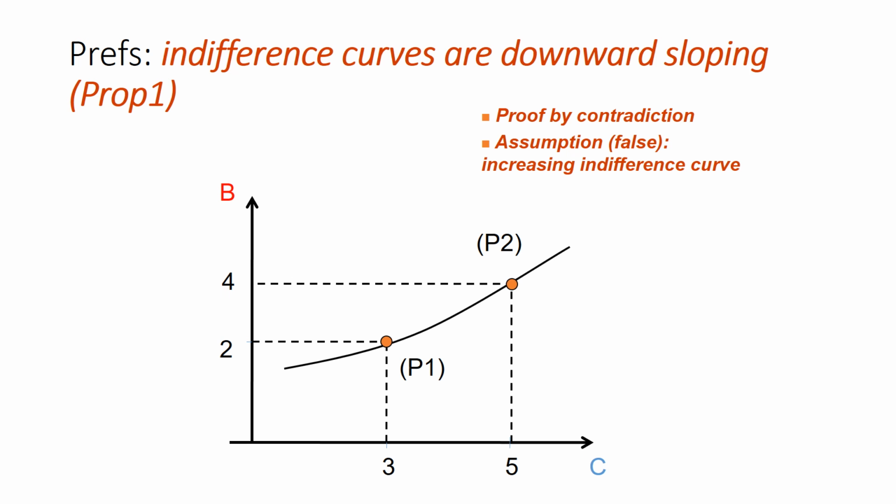So it is quite clear that if an indifference curve were upward sloping, we'd be violating the law that more is necessarily better. Therefore, indifference curves are necessarily downward sloping.